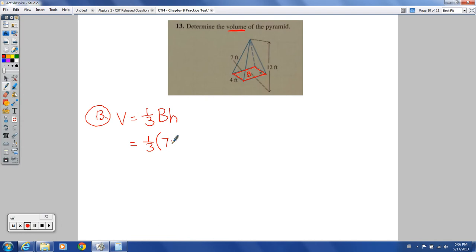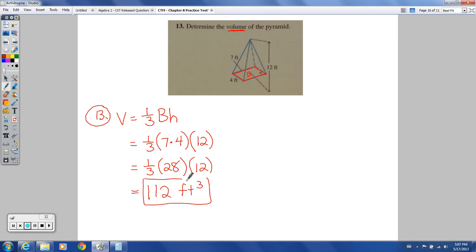And so I'm doing 7 times 4. And then what's the height? Straight up and down height from the base up to the tippy top, the vertex of the pyramid is 12. So from here, I've got 1/3 of 28 times 12. It's all multiplication. Commutative property says I can multiply these in any order. 1/3 of 12 would be easiest to do first. 1/3 of 12 is 4, and 4 times 28 would be 112. So this would be 112 feet cubed.